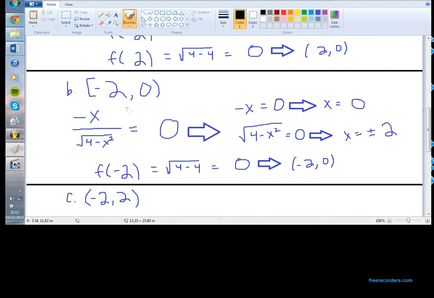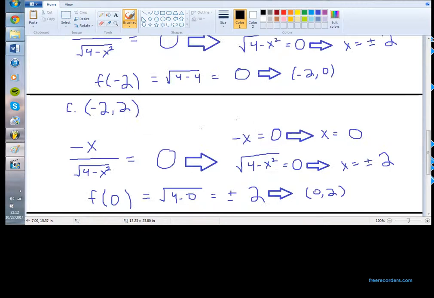The second interval is negative 2, 0. It's closed on the left side. So you find what x equals again when you set the derivative equal to 0, and the only one that's in this interval is negative 2. So f of negative 2 equals 0, and there's an absolute minimum at negative 2, 0.